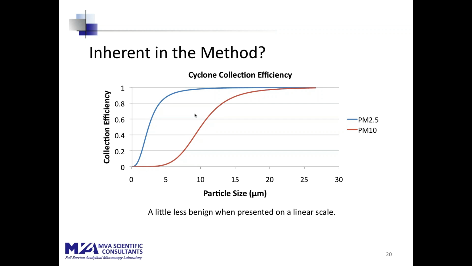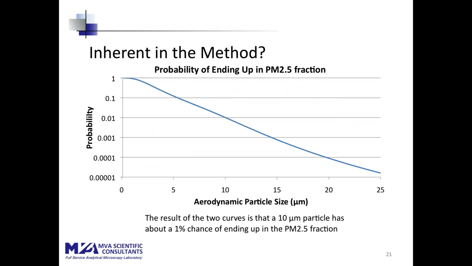If you combine these two cyclone efficiencies, these cyclones are stacked in method 201A, so that the particles that make it into the collection of PM2.5, that is, less than 2.5 microns, have to pass both of these cyclones. So if you calculate the probability of each particle size passing these cyclones to get the probability of ending up in the PM2.5 fraction, you get a curve something like this. A particle of 5 microns has about a 10% chance of getting into the PM2.5 fraction. A particle of 10 microns has about a 1% chance of getting into the 2.5 micron sample. And even larger particles have a non-zero probability of ending up in PM2.5.